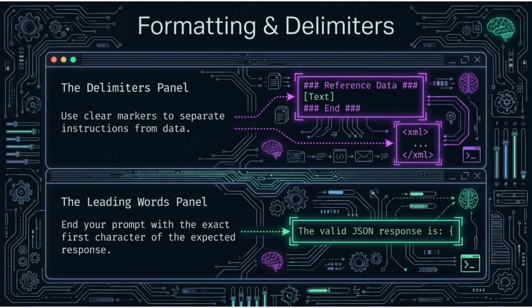For formatting and delimiters, use clear markers like triple hashes or XML tags to separate instructions from data. Also, end your prompt with the exact first character of the expected response.